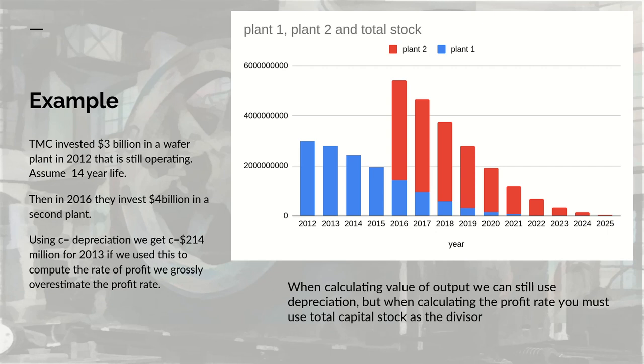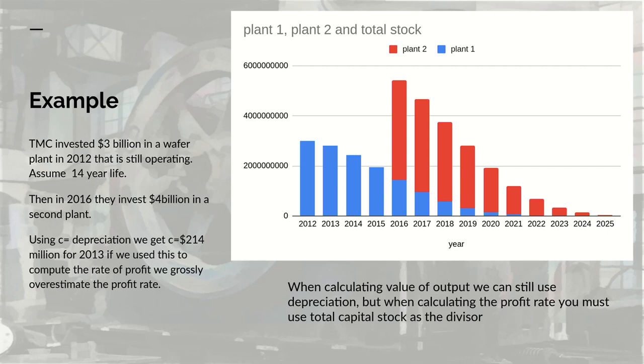If we were to use C as just being the depreciation, first year's depreciation in 2013, we would get a sum of $214 million as the constant capital. And if we use this to compute the rate of profit, we'd grossly underestimate the real rate of profit, because the real rate of profit in 2013 should have been calculated on the then existing value, or the then starting value at the start of the year, of their constant capital stock, $3 billion, not $214 million.